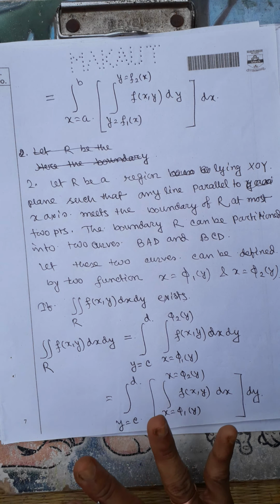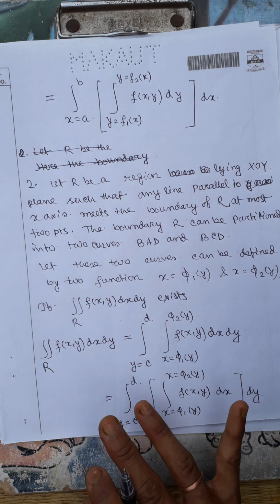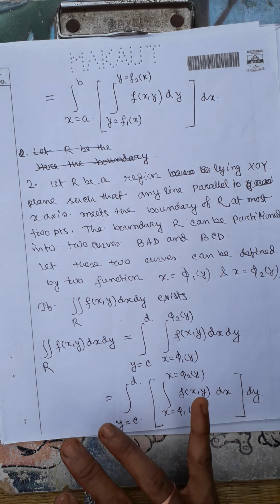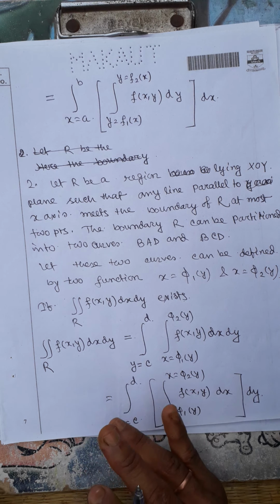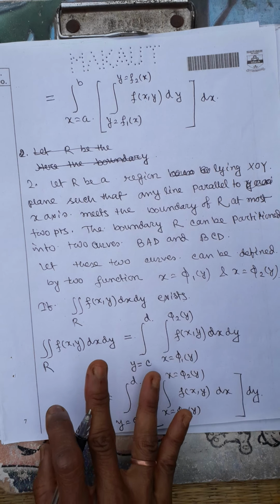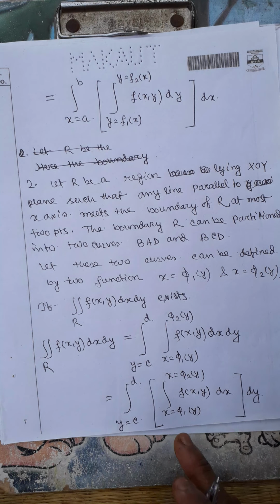So to evaluate the double integral, we use two steps. The first step is we integrate with respect to y, then with respect to x, or integrate with respect to x, then with respect to y. So in our next class we will discuss the examples.